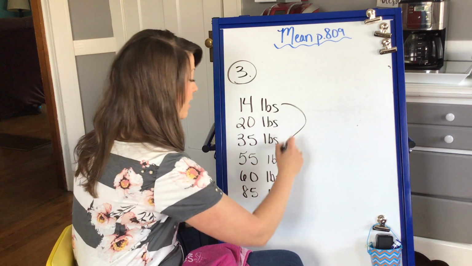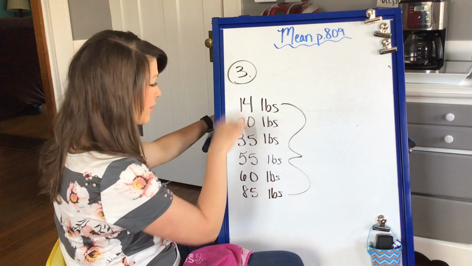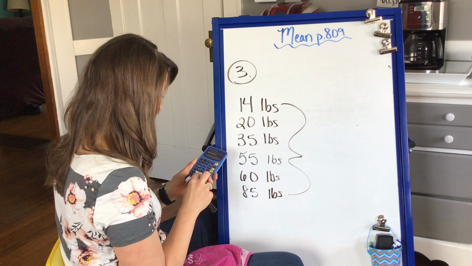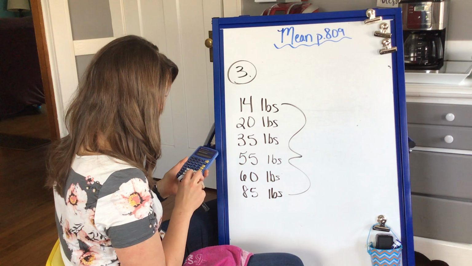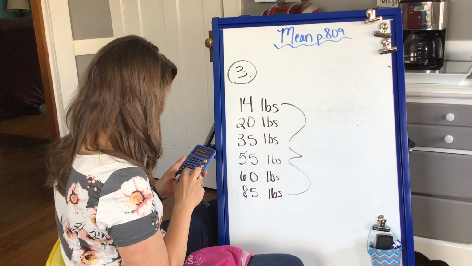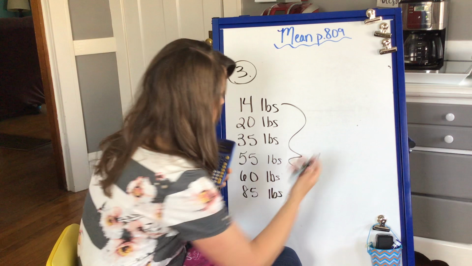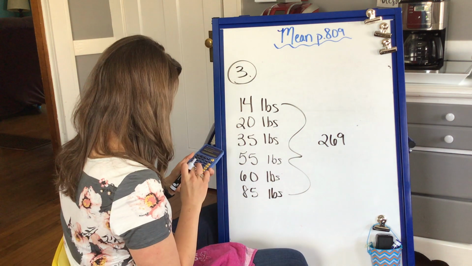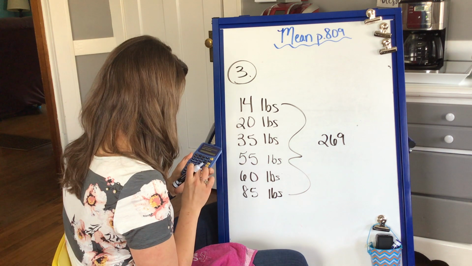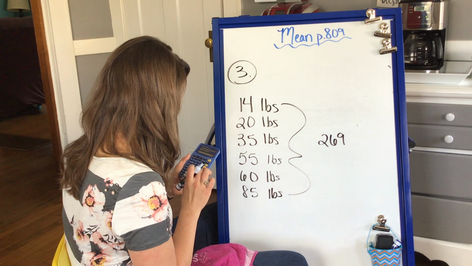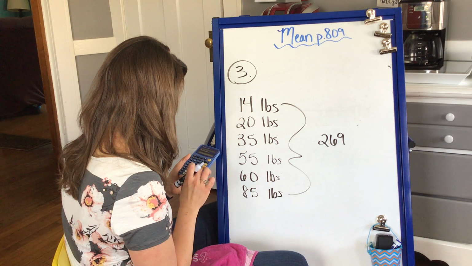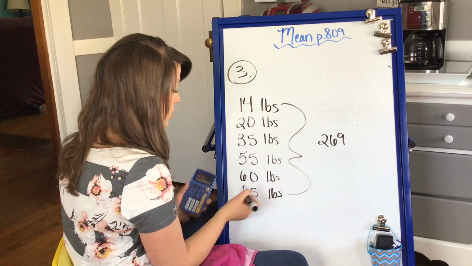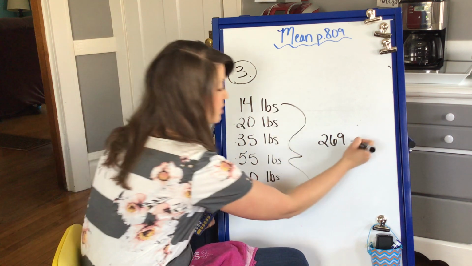So what I'm going to do is I'm going to add up all those scores. I'm not going to rewrite them. I'm just going to add them using this. So 14 plus 20 plus 35 plus 55 plus 60 plus 85. That would give me 269. Okay, so again, 14 plus 20 plus 35 plus 55 plus 60 plus 85. 269, that's the same thing. So now I have 1, 2, 3, 4, 5, 6. So I'm going to divide by 6.